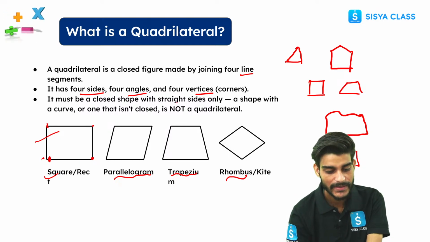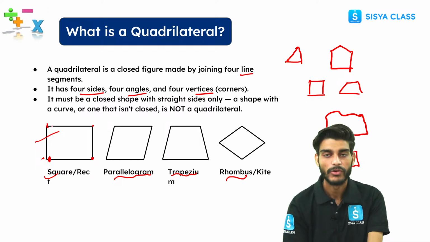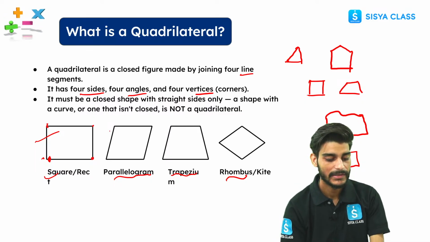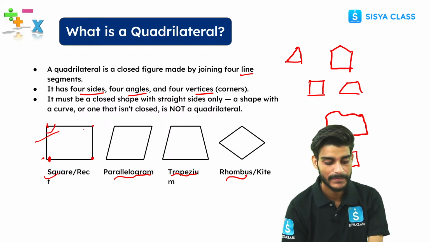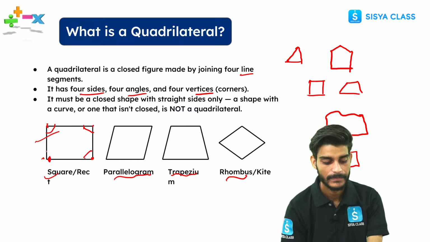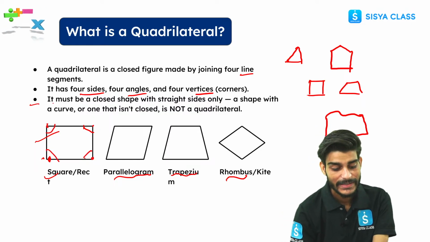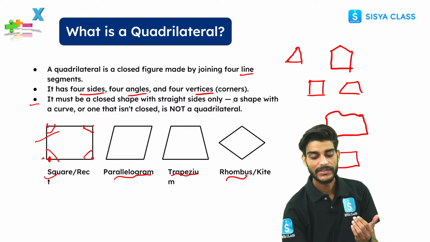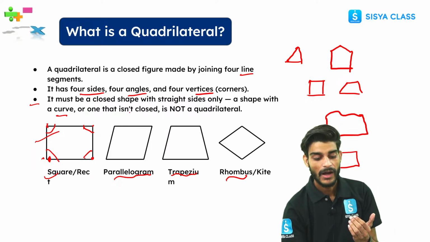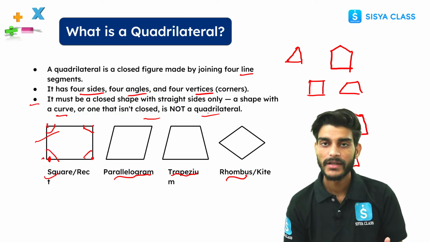And the third one is 4 angles. If you join the 4 sides, obviously we will make 4 angles here, right? The next one is that it must be a closed shape with straight sides only. A shape with a curve, or one that is not closed, is not a quadrilateral.